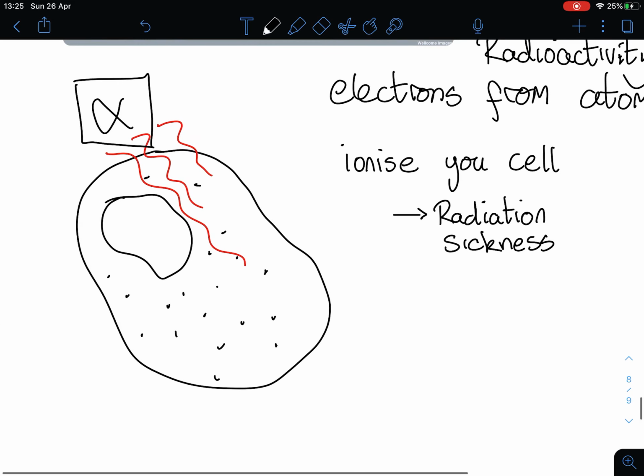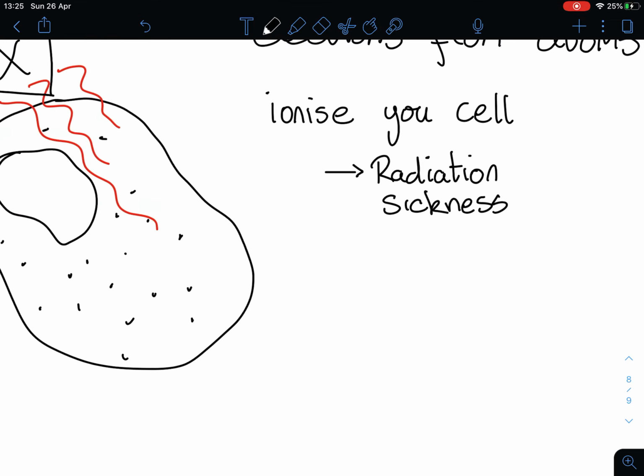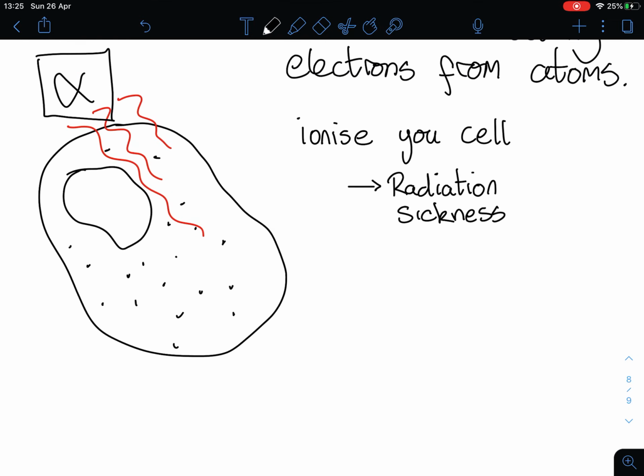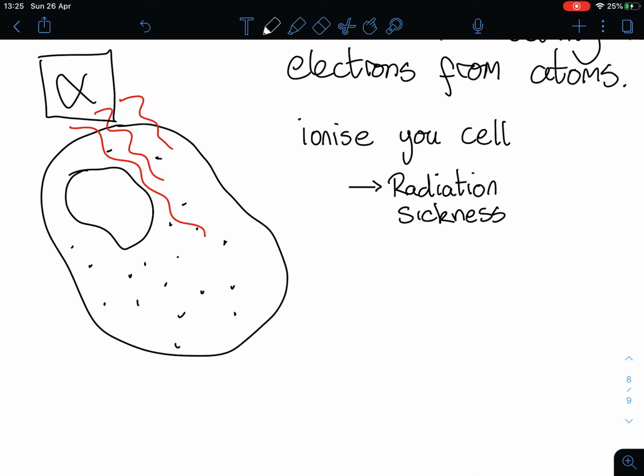The organs that are made of these cells will start to fail in their function. That'll cause radiation sickness. If, however, you are given a low enough dose not to cause sickness, but for long enough, then if these atoms and molecules happen to be inside your DNA, it might cause mutations.